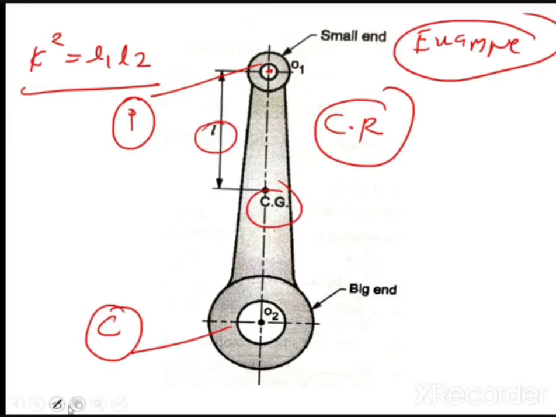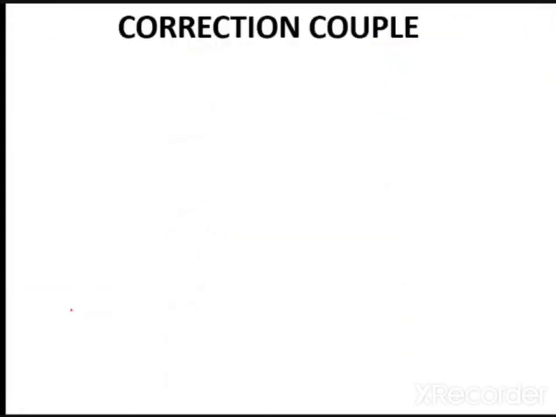Now, basically, there is a concept called a correction couple. What is a correction couple? First of all, to understand the correction couple, tell me how many conditions you have understood. What are the three conditions for a system to be dynamically equivalent?